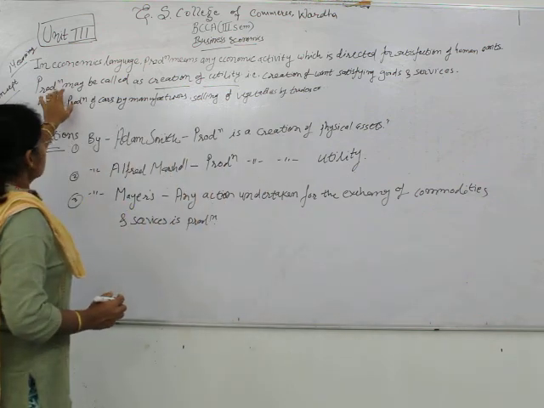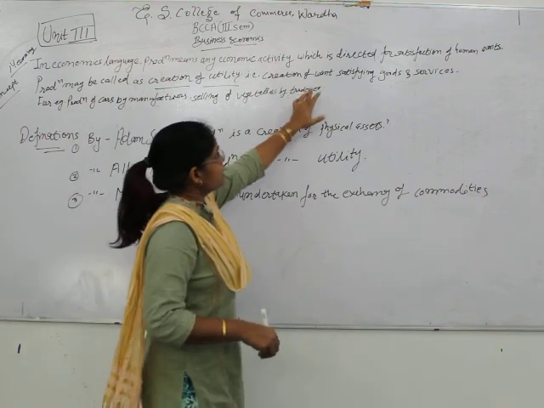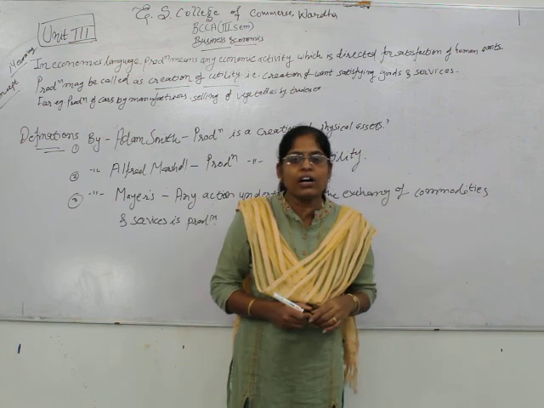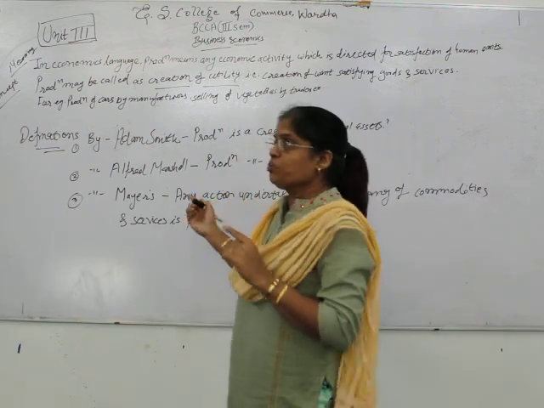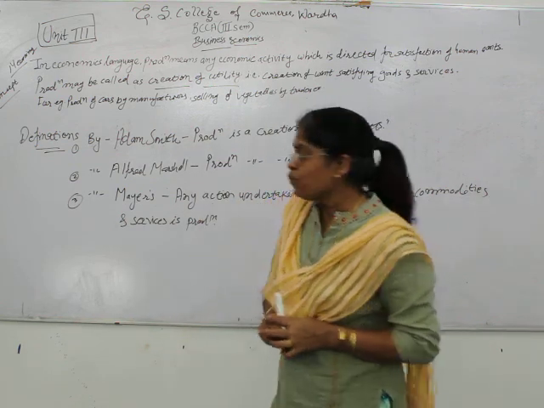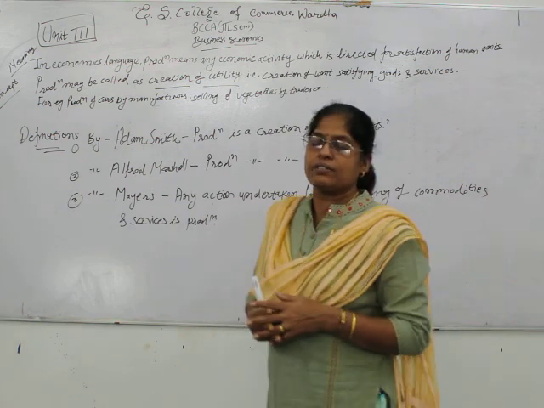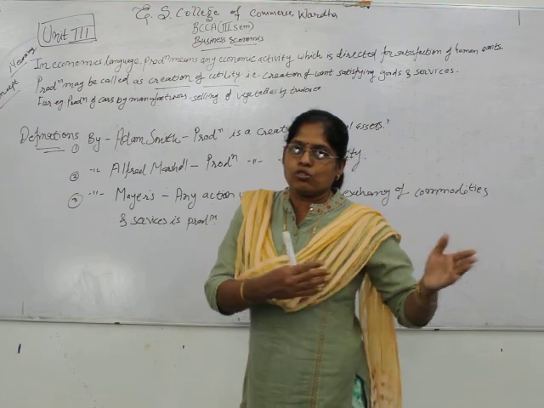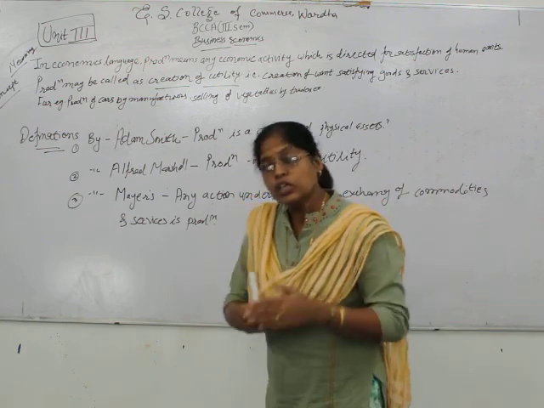Again, we will see production may be called as creation of utility, that is, creation of want satisfying goods and services. The goods and services which are required, which is the need of the society, that is produced, meaning the creation of utility. For example, production of cars by manufacturers. Manufacturers are producing the cars. Why? Because the people, the society, the consumers, the clients are purchasing those goods.